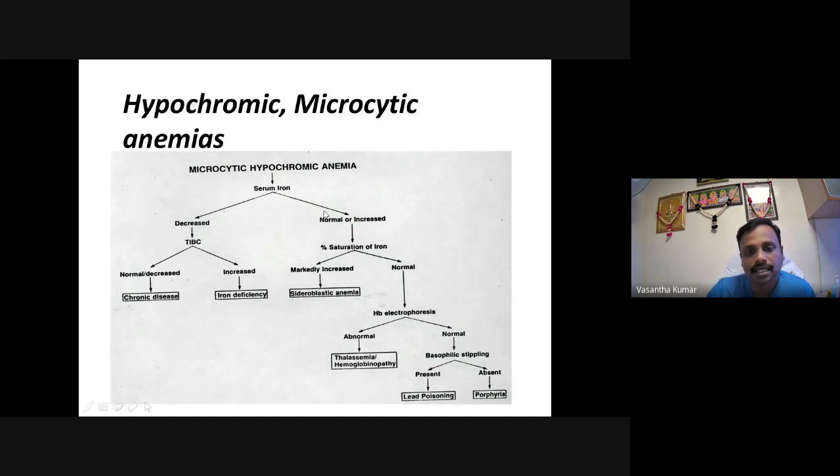Next, if the serum iron is normal or increased, look at the percentage saturation of iron. If the percentage saturation of iron is markedly increased, it is called sideroblastic anemia. If it is normal, then check the hemoglobin electrophoresis. If the electrophoresis is abnormal, it is thalassemia or hemoglobinopathies. If it is normal, then look for basophilic stippling. If it is present, it will be due to lead poisoning. If it is absent, it is porphyria.